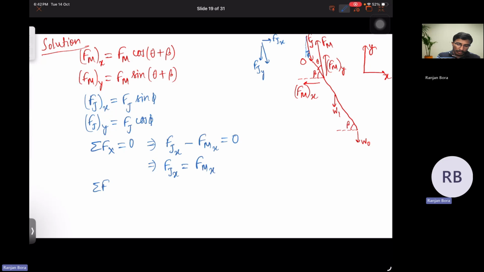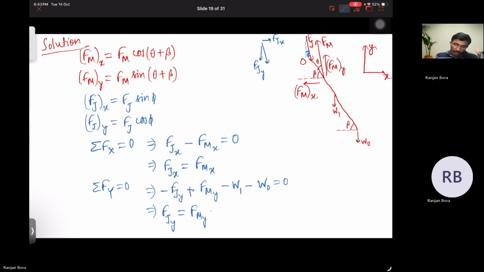And we need to use summation Fy equal to 0. From this, we will get minus Fjy plus Fmy. In the y direction, these two forces are also acting, W1 and W0. Minus W1 minus W0. So Fjy equal to Fmy minus W1 minus W0.